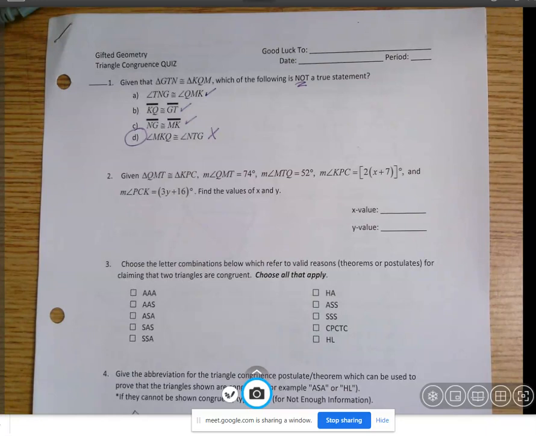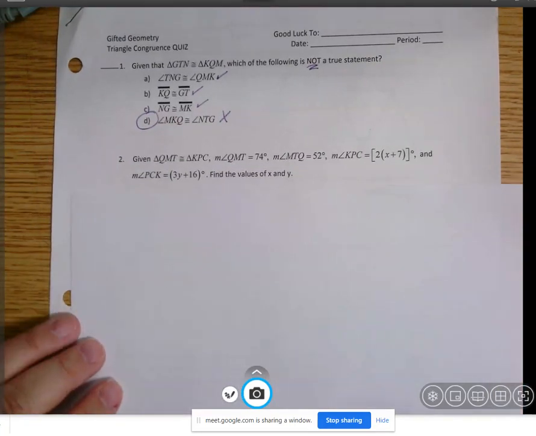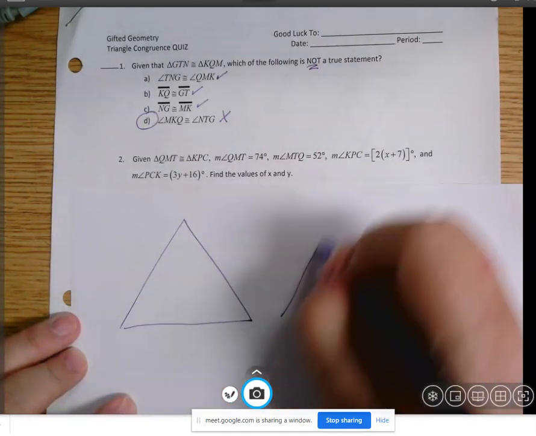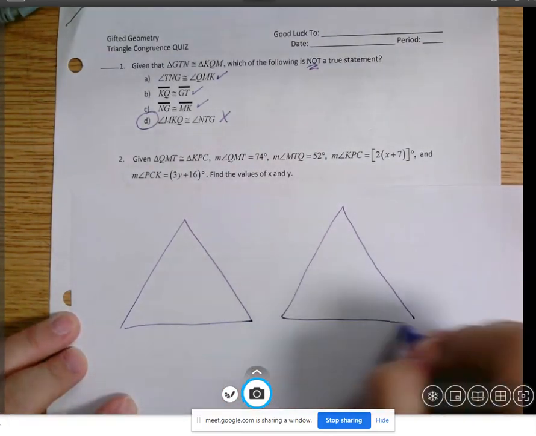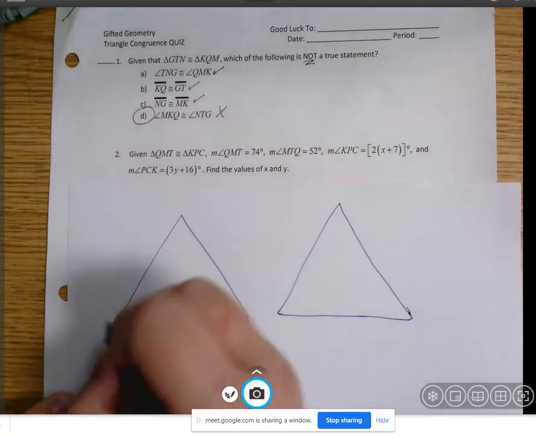Okay, number 2, it says given QMT is congruent to KPC. First thing I would do on this one probably is draw it. Now, you don't have to worry about the triangles looking the way they're supposed to because you don't know what they're supposed to look like yet. I just draw 2 triangles roughly equilateral sized. Just know that you're not looking at it and saying, oh, these look equilateral, because you're the one who chose to draw it that way. You're just using them to see which sides go with which sides and that kind of thing.